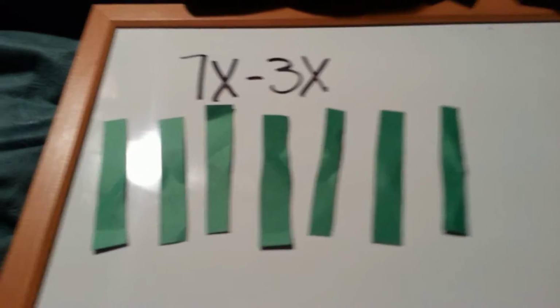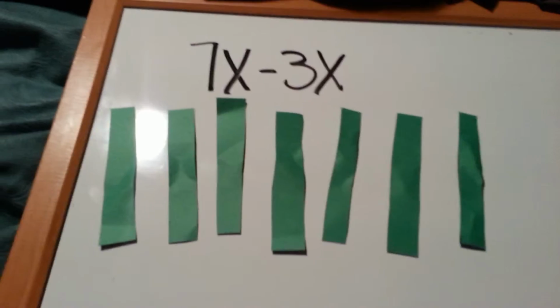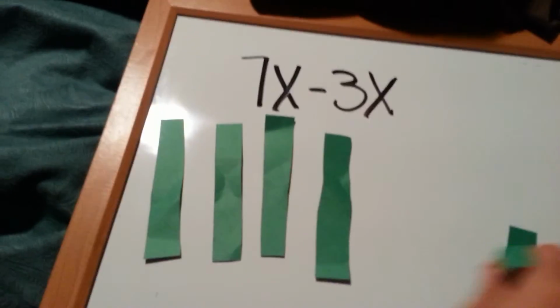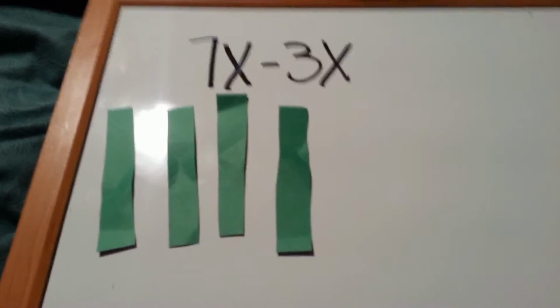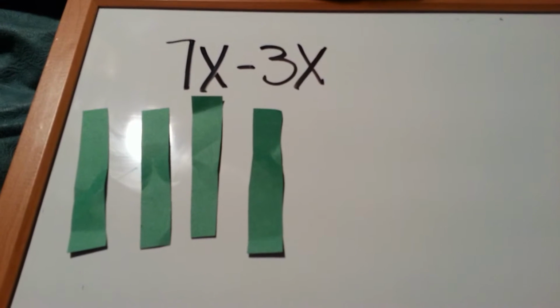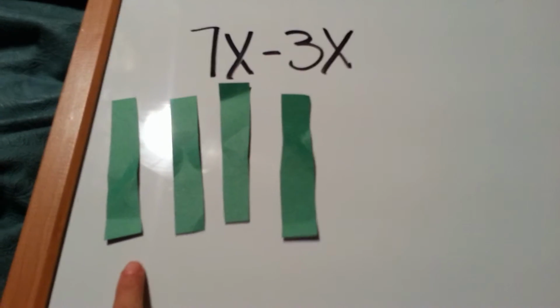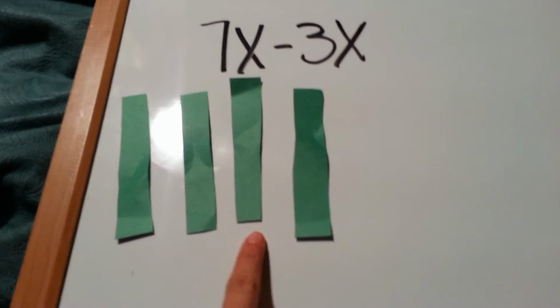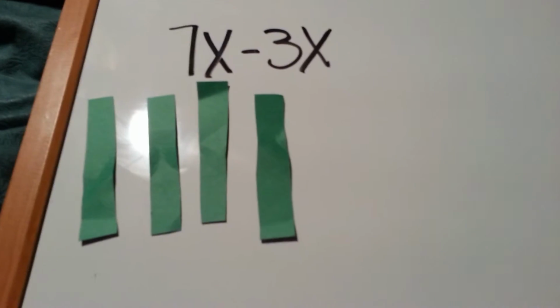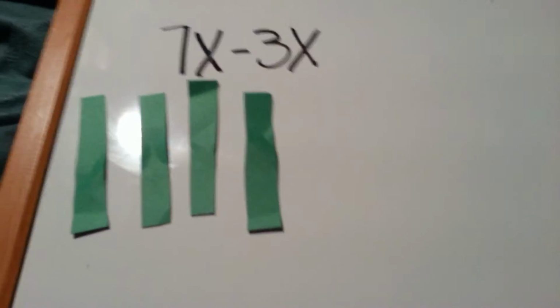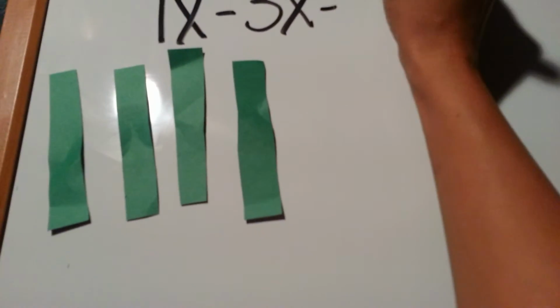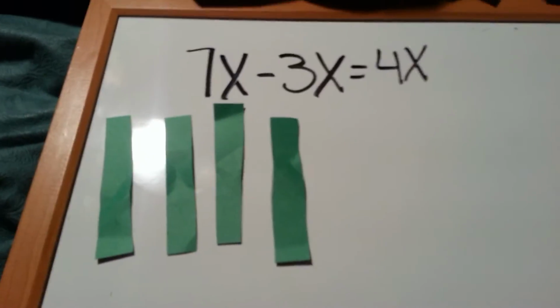Now it's saying that we are going to take away 3 of them. So I'm going to take 3 of them out. And then that problem is just going to leave me with 4 x's. And you can count them up. 1, 2, 3, 4. So 7x minus 3x is equal to 4x.